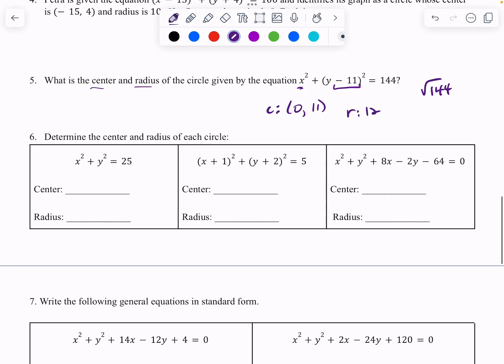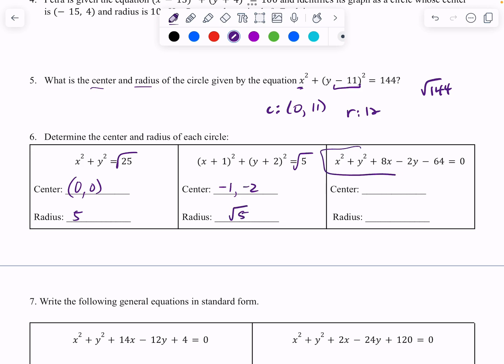So you can kind of see this practice on and on again. So center is 0, 0. Radius, if I take the square root, is 5. This one would be -1, -2. This one doesn't come out nice, so I'm just going to leave it as the square root of 5.